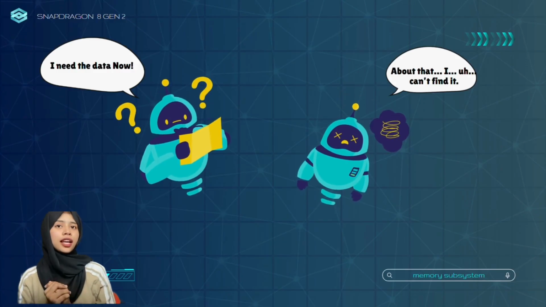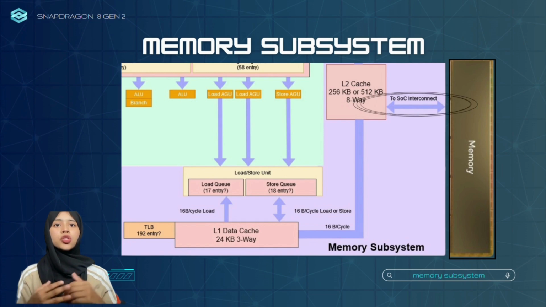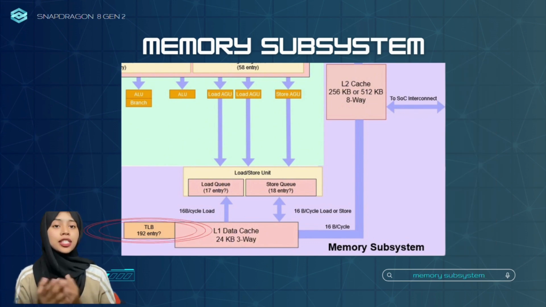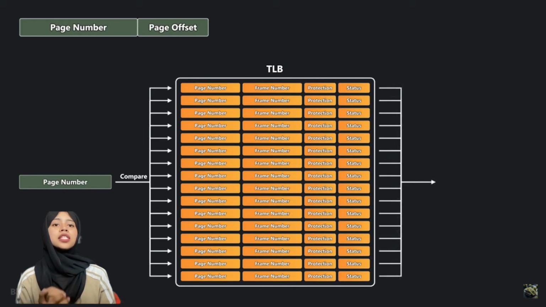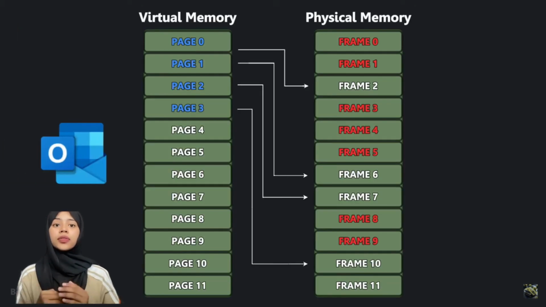Well, if the data is still not found, it travels through the SoC interconnect to reach the main memory, or RAM. This interconnect also links the CPU to other components like the GPU and NPU. And lastly, there is the TLB, the Translation Lookaside Buffer, which helps the CPU translate virtual addresses into physical addresses faster. This avoids delays and keeps the memory system efficient.